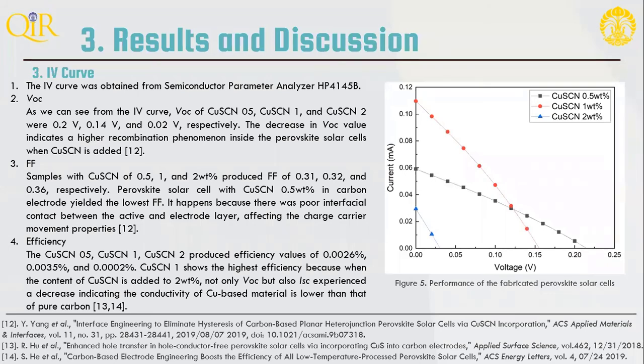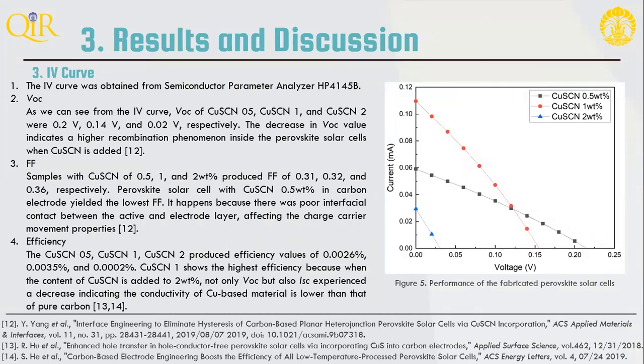We move to the IV curve. As we can see on the right side of the screen, there is the IV curve. This IV curve was obtained from the Semiconductor Parameter Analyzer HP4145P. Based on the open circuit voltage, as we can see from the IV curve, the open circuit voltage of the CuSCN05, 1, and 2 were 0.2 volt, 0.14 volt, and 0.02 volt respectively.